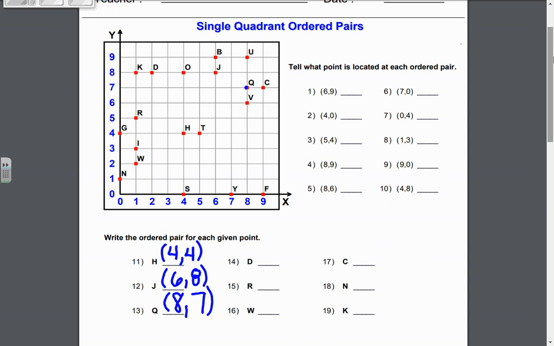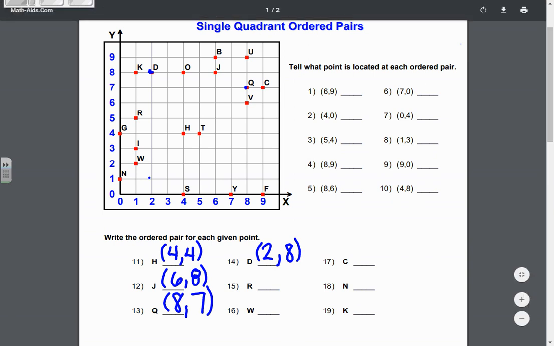All right, letter D. Last one I'm going to do with you. So we're going to find point D. It's right here. How far to the right do we have to go for point D? 2, correct. And then how many do we have to go up? You're going to count from 2 up. 1, 2, 3, 4, 5, 6, 7, 8. So our coordinate for number 14 is 2, 8. You are going to complete numbers 15 through 17, or excuse me, through 19. You're going to turn this in by the end of the period.